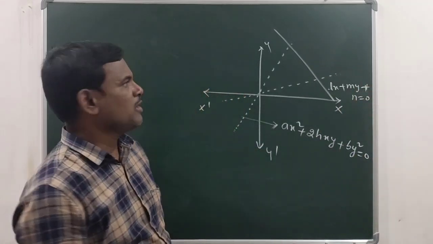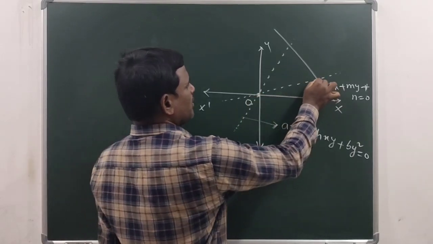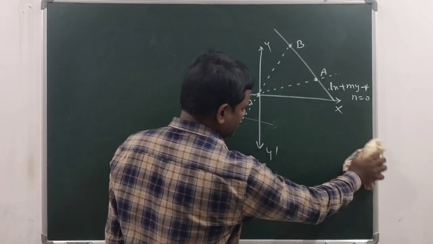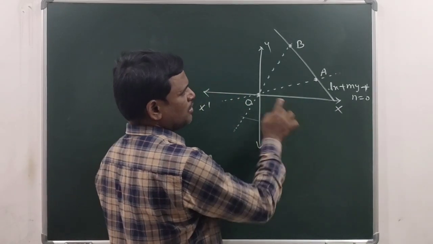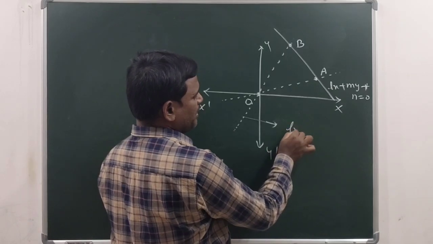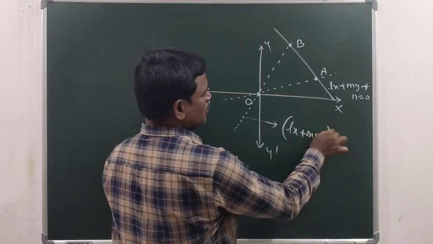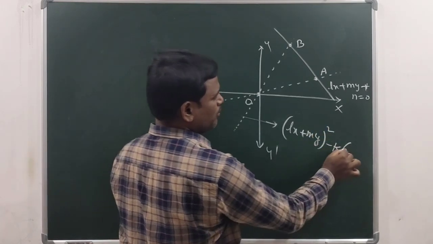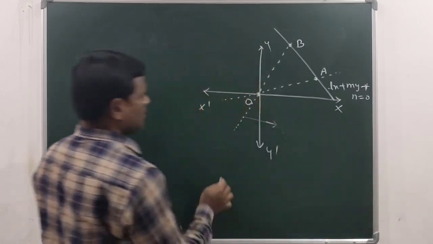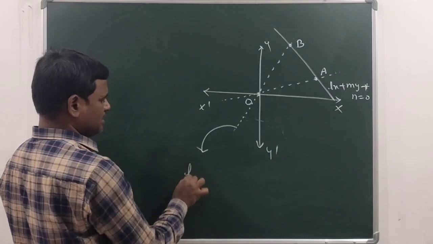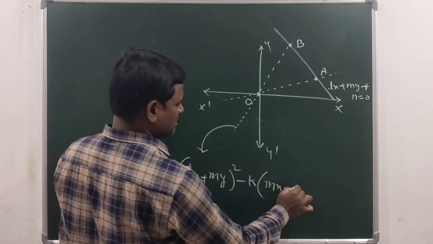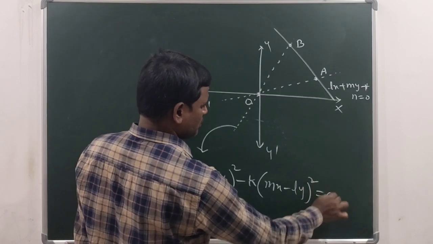Okay students, now what kind of triangle is this? This is OAB. Otherwise, the line equation is Lx plus My plus N equal to 0, and the pair can be taken like this: Lx plus My whole square minus k into Mx minus Ly whole square, which is equal to 0.